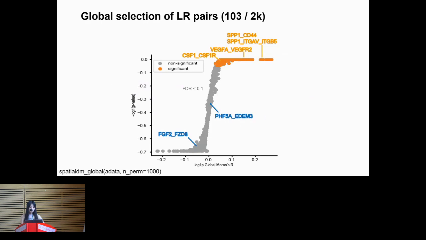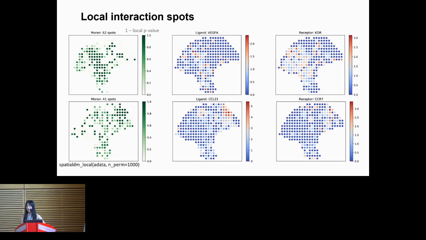So Global Moran selected 103 pairs, highlighted in orange, including some well-known pairs in melanoma like CSF1, VEGF-A, and SPP1. Next, we used Local Moran to identify the interacting hotspots for each selected interaction, which could be visualized using our plotting module shown on the left panel. And you can see it has good concordance with the ligand and receptor expression shown on the right.